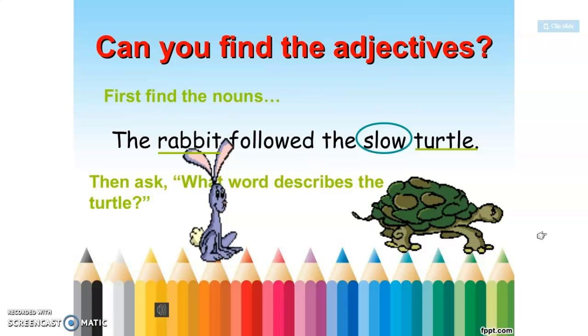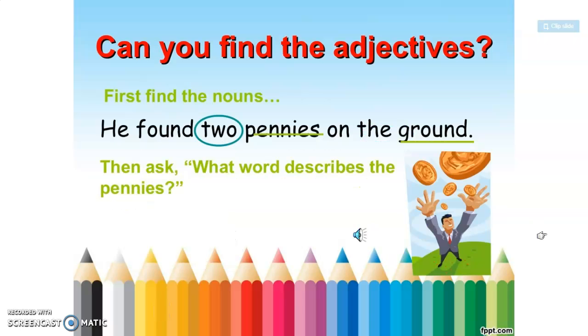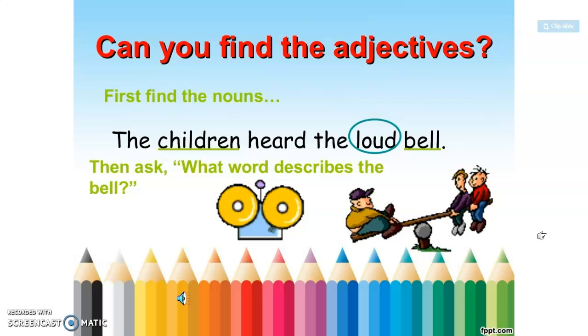The rabbit followed the slow turtle. What kind of turtle? Slow turtle. He found 2 pennies on the ground. How many pennies? 2 pennies. The children heard the loud bell. What kind of bell? A loud bell.